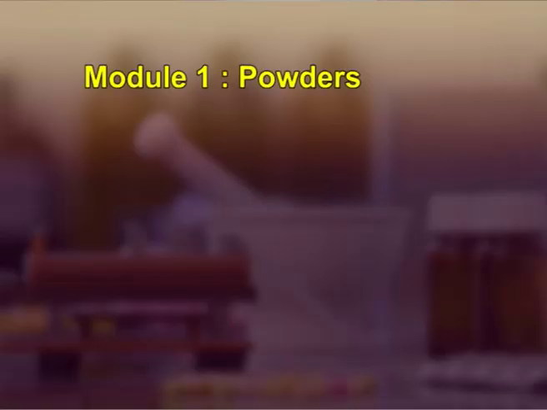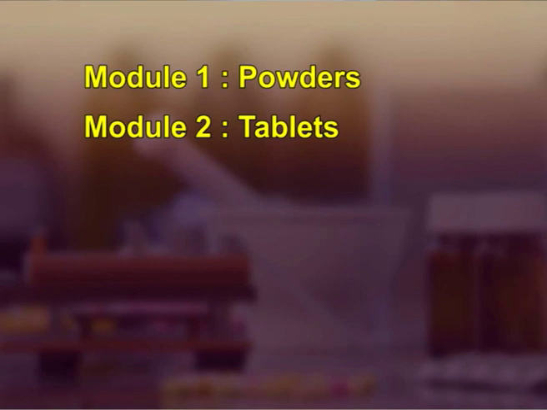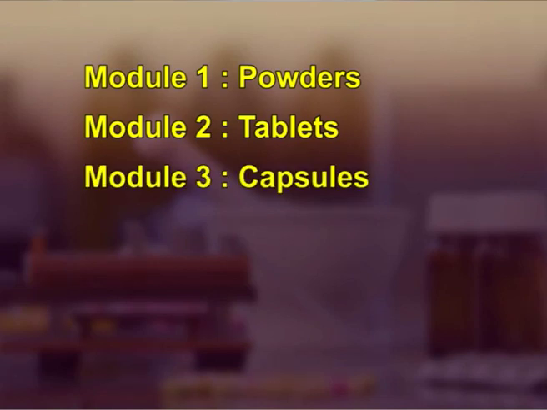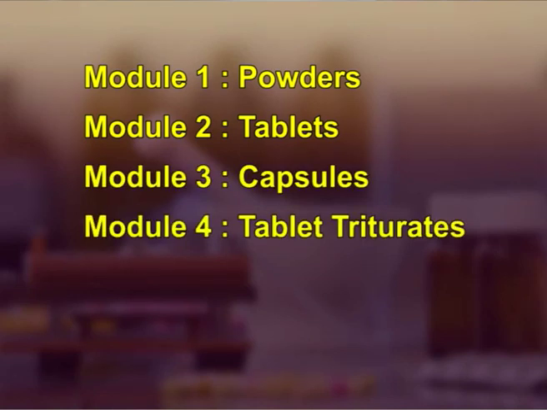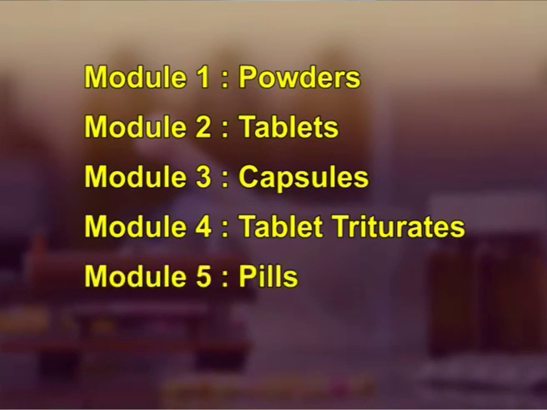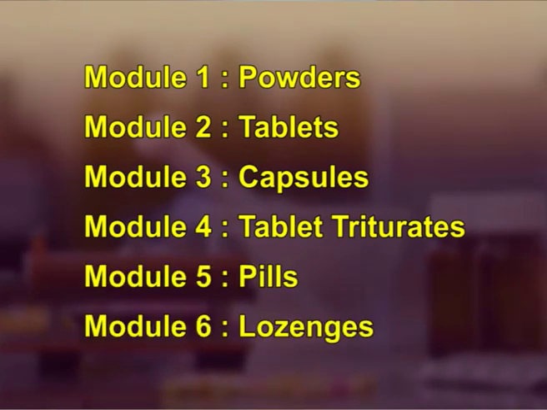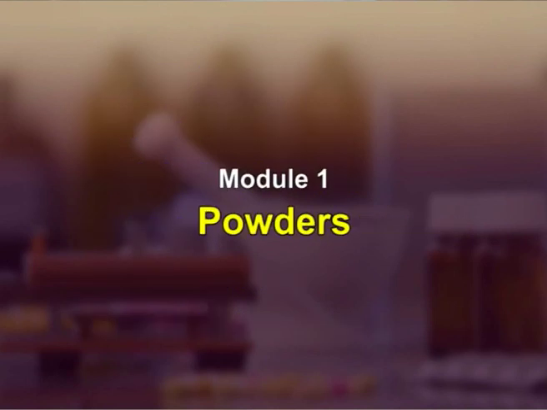Our topic is divided into a total of 6 modules. Module number 1 is powder, module 2 tablet, module 3 capsule, module 4 tablet triturates, module 5 pills, module 6 lozenges. Now let's move to the first module, that is powder.